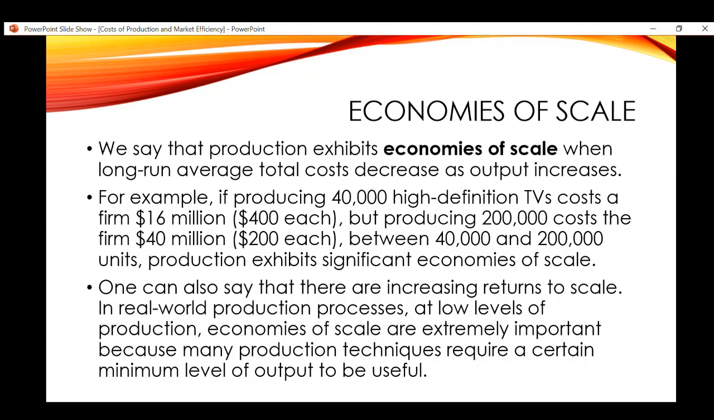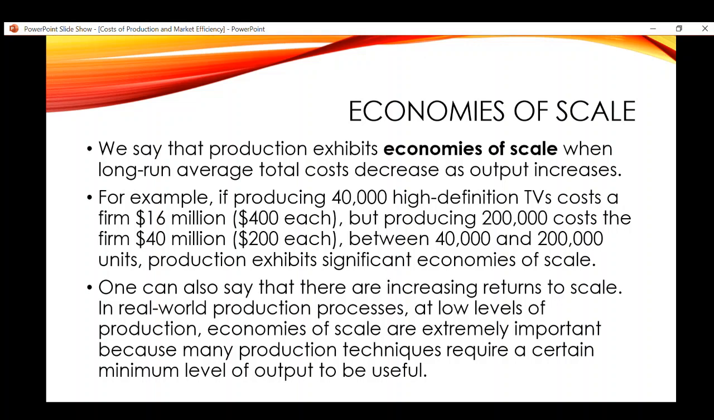For example, nagamit og puto, mas makabarato kasi imong cost kung daghan ang puto nga gamiton kumpara sa katong ginagmay lang ang imuhang gamit. So we have here the example. If producing 40,000 high definition TVs costs a firm $60 million, but producing 200,000 TVs costs the firm $40 million, so between 40,000 and 200,000 units, production exhibits significant economies of scale.